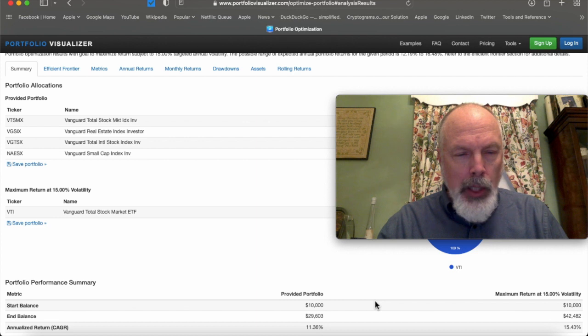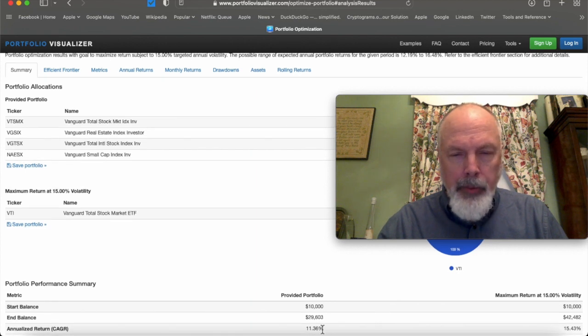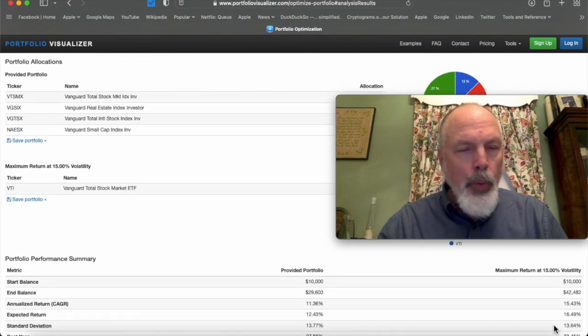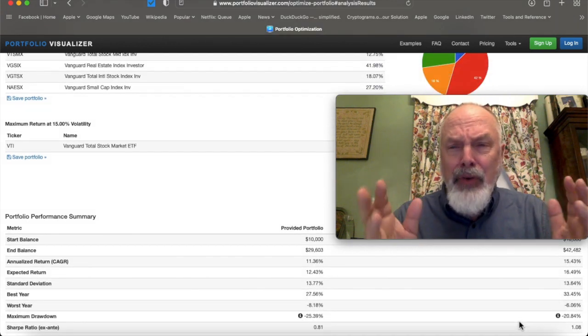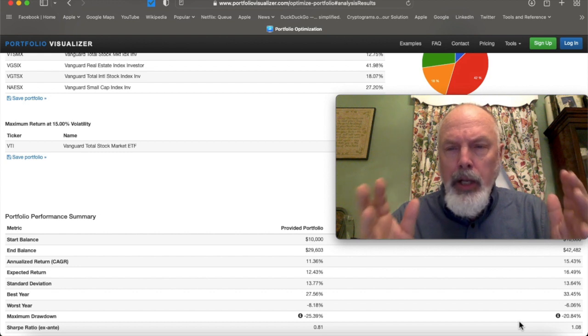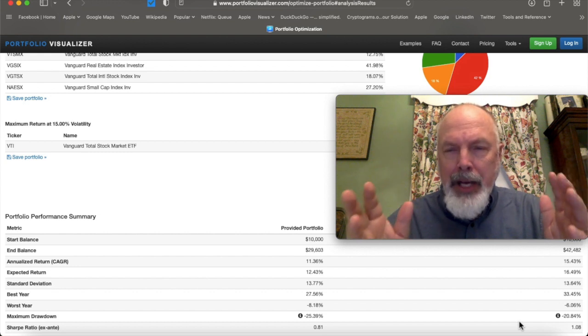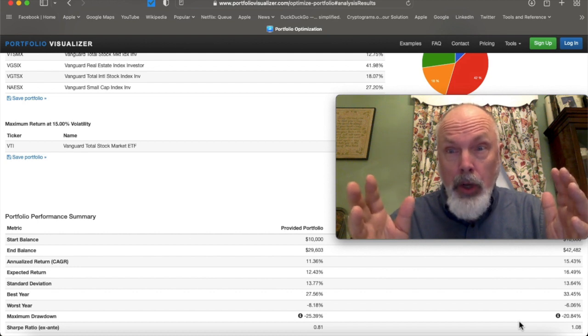Look at the annualized CAGR. It goes up from 11.36 in the provided portfolio that you gave it from the previous screen to 15.43 with standard deviation. Again, both of them are actually below the 15%. What happened to diversification? Is VTI really the best option for Roth? You don't need international or small business?